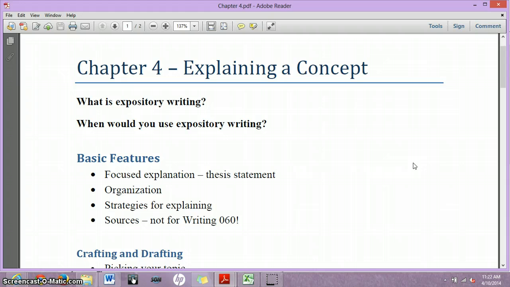The chapter lists 6 different strategies for explaining, so make sure you take a look at those and make sure you utilize those in your paper. There's definition. How do you define something? How do you classify something? How can you group them together? That kind of goes back to the synthesis idea that was brought up in the reading strategies chapter.